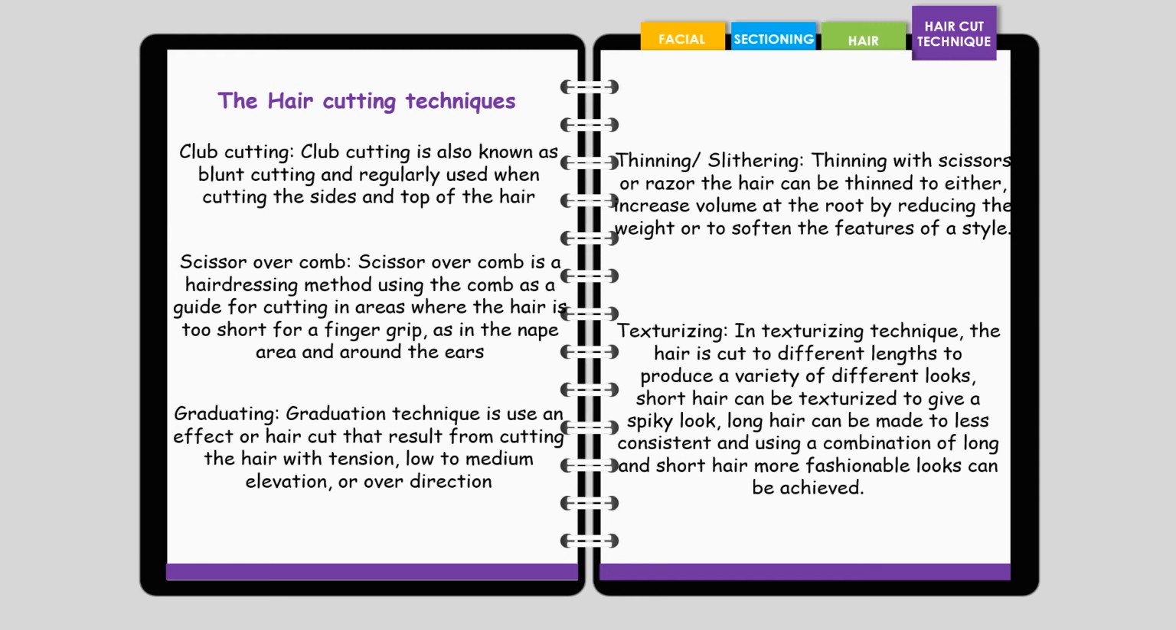Texturing. In the texturing technique, the hair is cut to different lengths to produce a variety of different looks. Short hair can be textured to give a spiky look. Long hair can be made more or less consistent, and using a combination of long and short hair, more fashionable looks can be achieved.